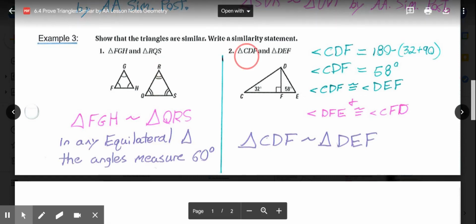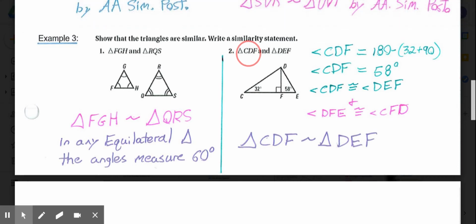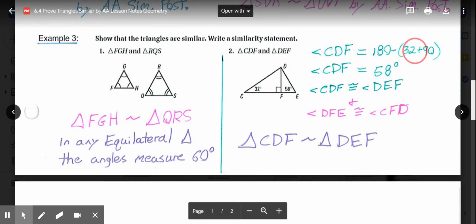In example 2, we're trying to show that triangle CDF is similar to triangle DEF. So CDF here on the left, DEF here on the right. In CDF, I have a 90-degree angle and 32 degrees. So I could figure out my missing measure here for angle CDF at the top by doing 180 minus the other 2 angles in that triangle. So I know angle CDF is 58 degrees.